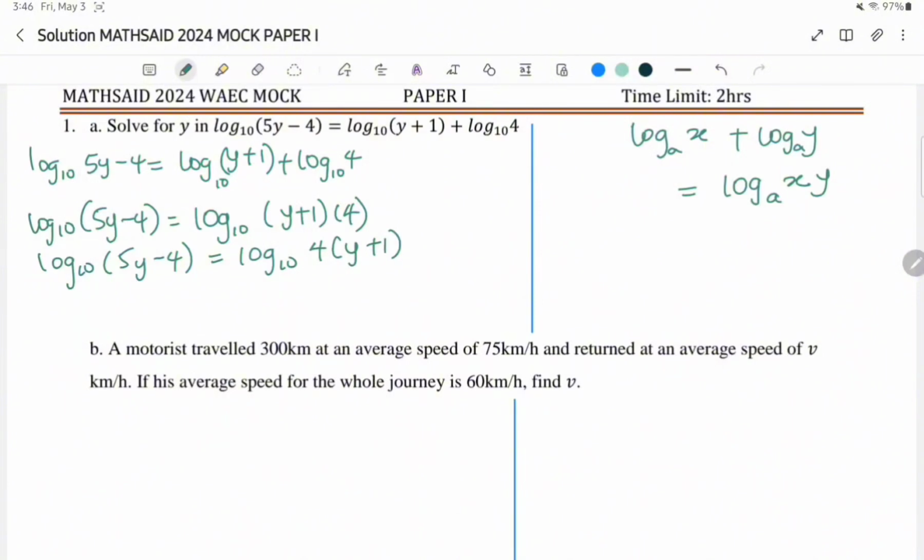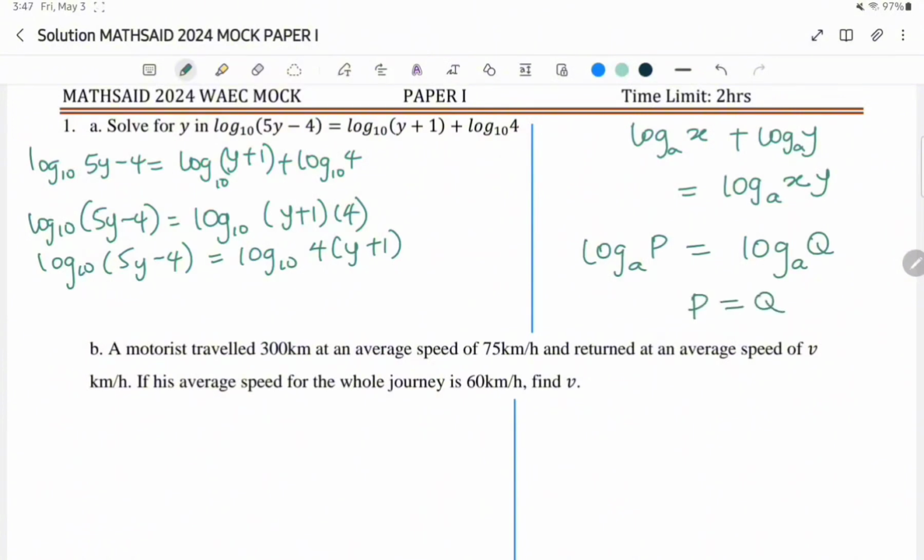Another rule of logarithm that you should know is that when two logarithms are equal and they have the same base, that means the numbers are also the same. So for example, if we have log p base a equals log q base a, we can see that these logarithms have the same base. That means the numbers, which are p and q, are also the same.